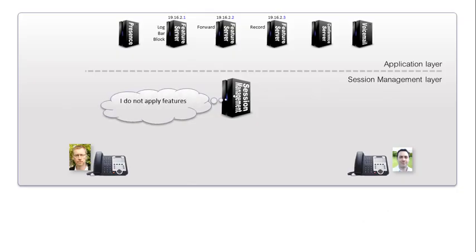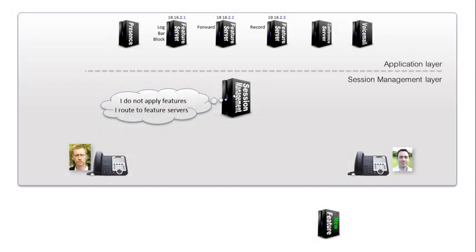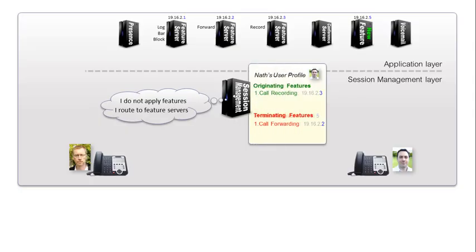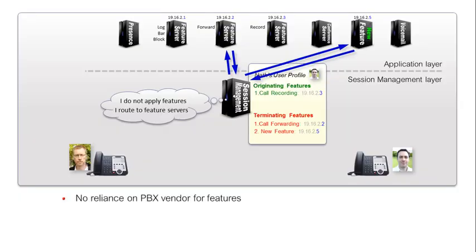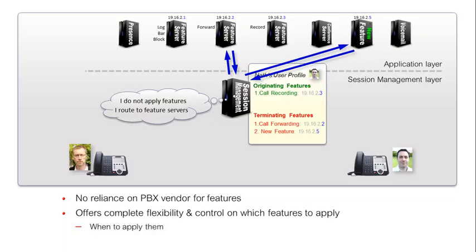Rather than apply features itself, as does the PBX, the session manager simply routes calls to separate servers that themselves apply the features. In this way, when a great new feature arrives, we add it in and simply update the user's profile with details of the new feature. Now, as well as routing to the call forwarding server, the session manager will also route to the great new feature server. There's no reliance on the PBX vendor for new services. We have complete flexibility on which features to apply and when to apply them.